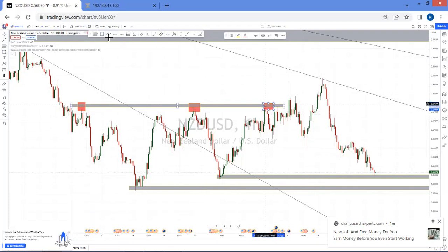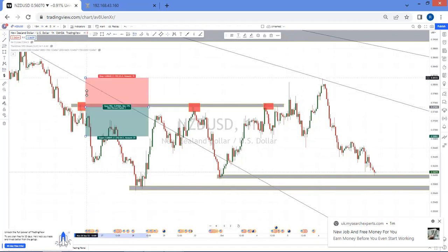So for example now, I will have my position here like this, and my stop loss will be here.